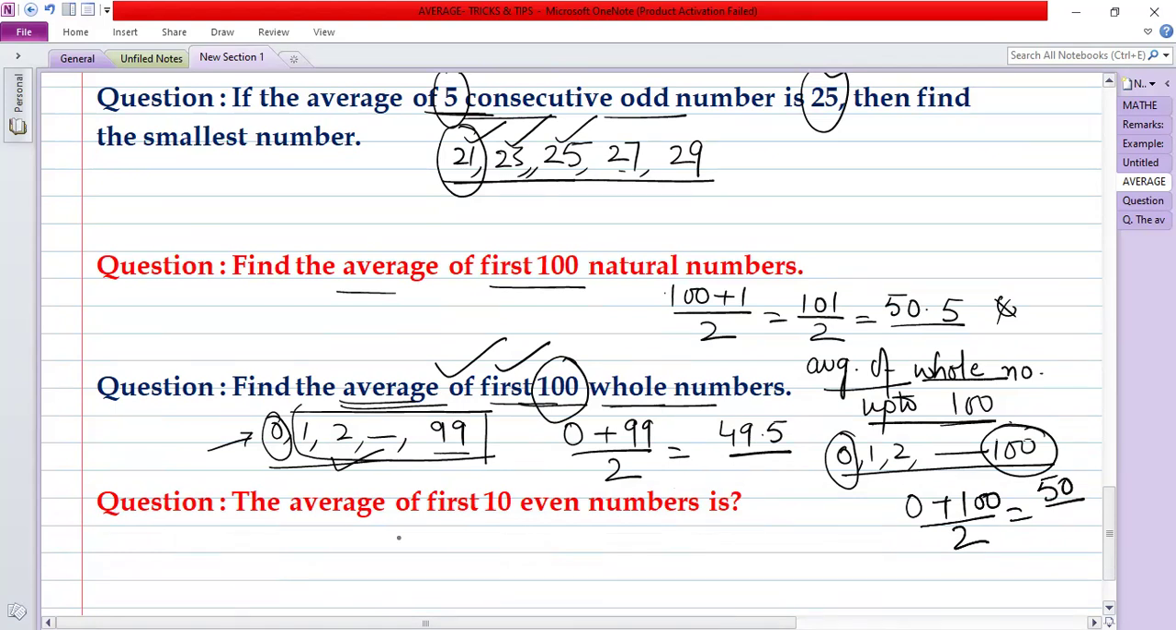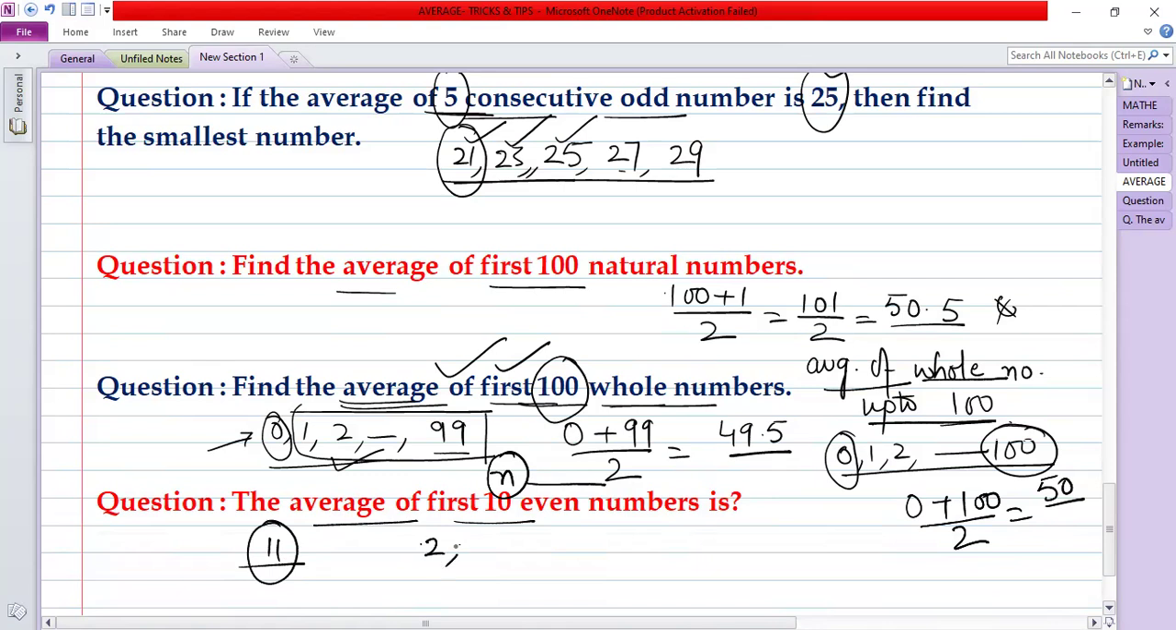Now, the average of the first 10 even numbers. Actually, we can directly write the answer, it will be 11. Why? Because we had just discussed that the average of the first n even numbers is n plus 1. So one may go by that way also.